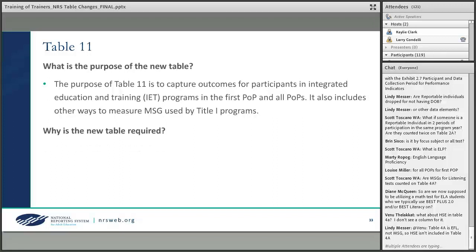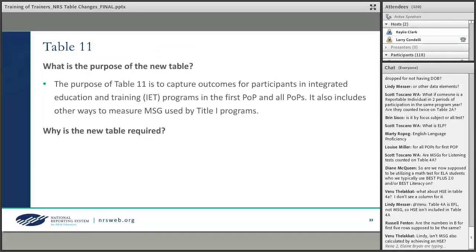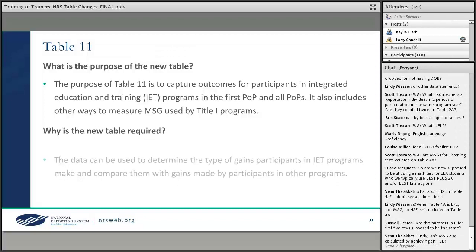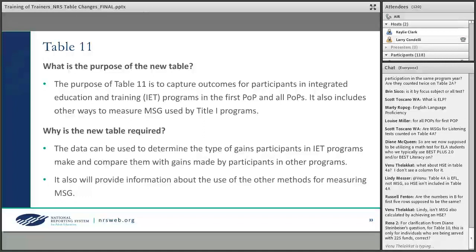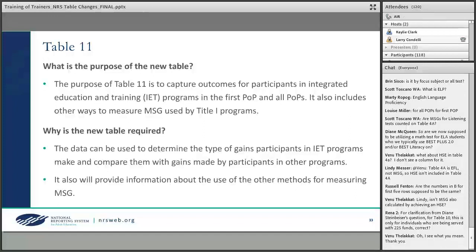It captures IET participants. We want specifically to look at how IET participants fare in adult ed. And we're also looking at the other methods of MSG for these participants that we aren't permitting for accountability purposes under WIOA for Title II. So next. Here we go. So we want to look at their gains compared to other participants and also get information about what happens when we use those other methods for MSG, counting MSG that we don't allow at this time in the other programs.